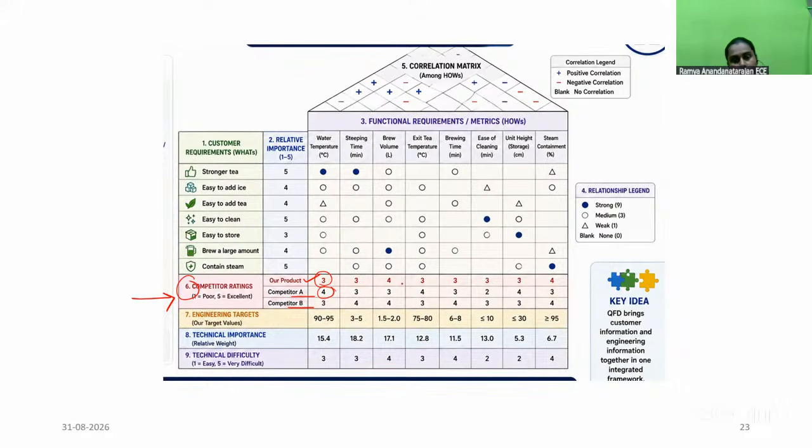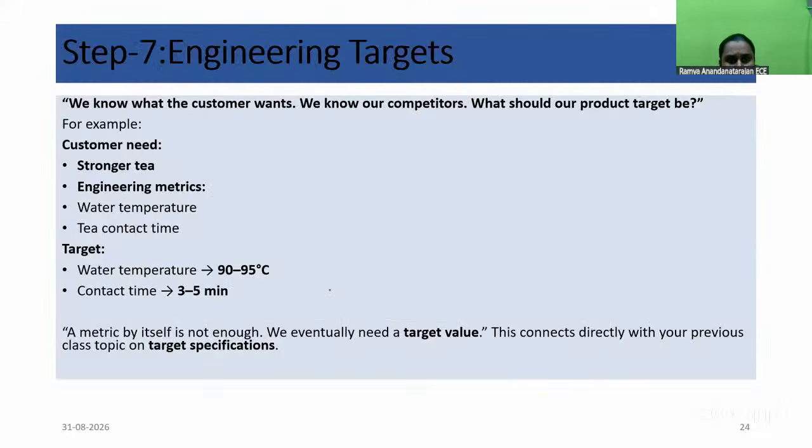This is competitor ratings. The advantage of competitor rating is it tells you what is our strength, it tells us what is our weakness. Knowing the weakness is very important because only then we can improve our product. So for each and every metric, we can compare our product with the competitors and know. So QFT brings customer information and engineering information together in one integrated framework. That is the advantage. Then we go for the seventh step, that is engineering targets.